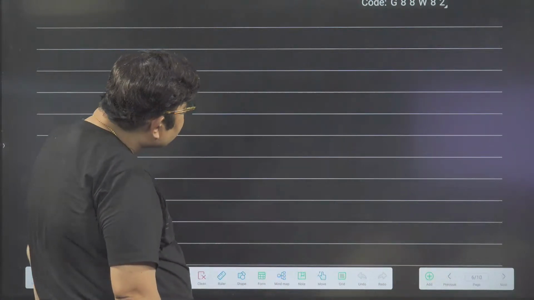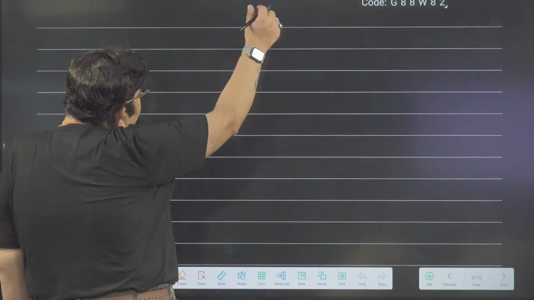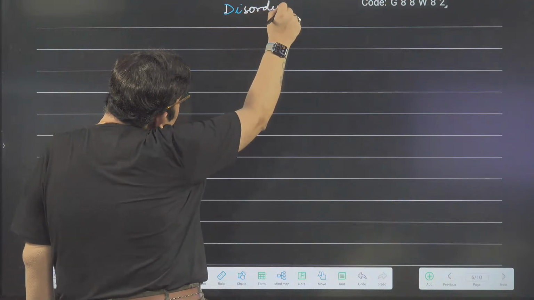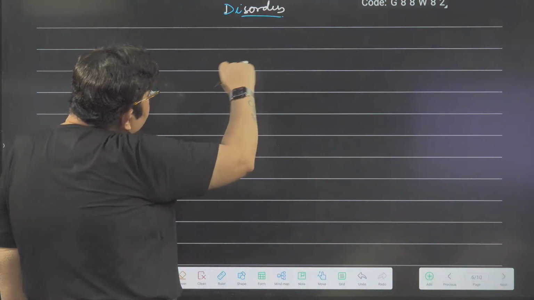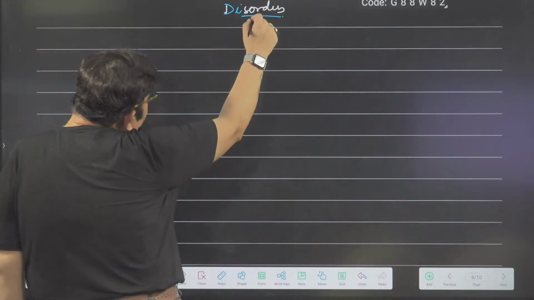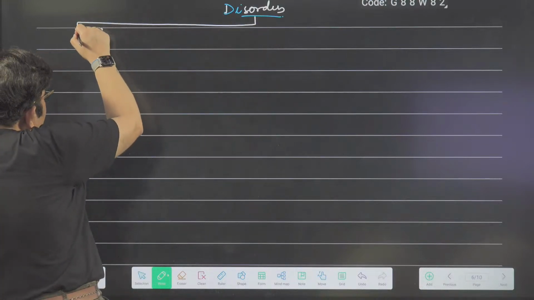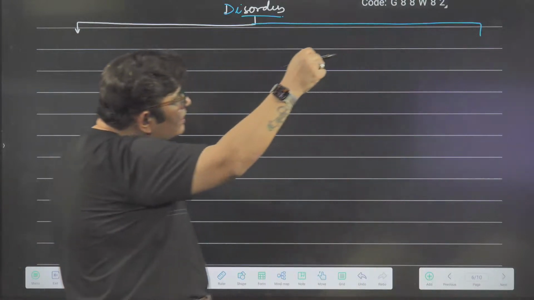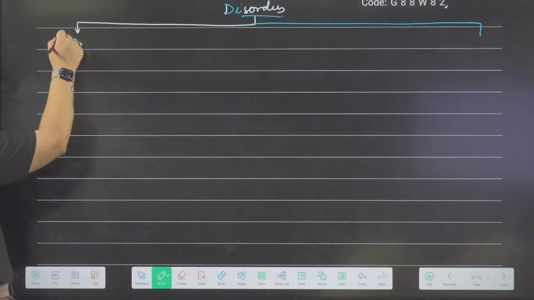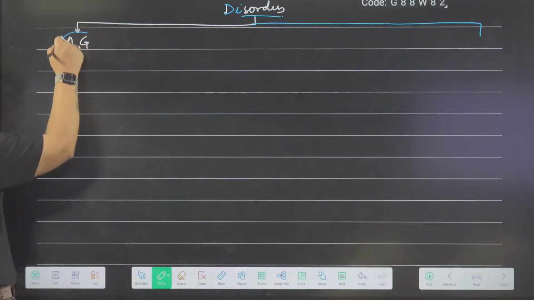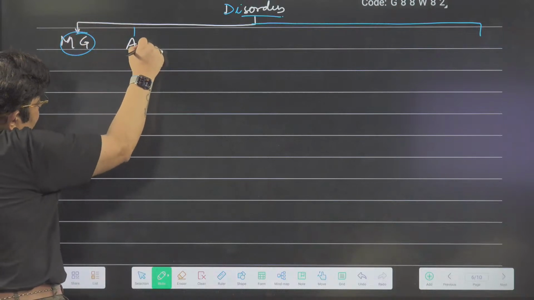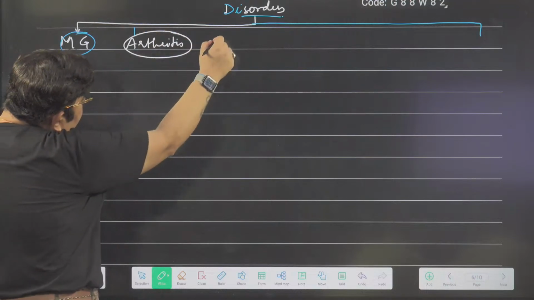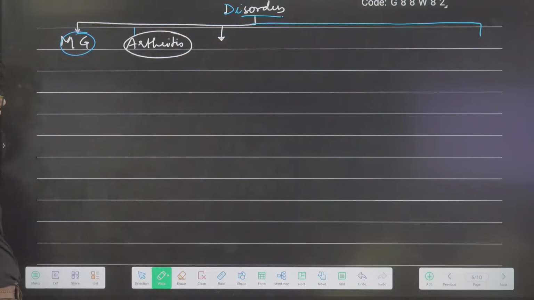My dear bachcho, I hope this is clear to everyone. I'll now take you to the disorders. In the disorders of the musculoskeletal system, we have discussed one of the disorders, which is arthritis. I have to discuss the other disorders. Also, I discussed myasthenia gravis complete and arthritis, 3 types of arthritis also complete. I just want to see how much you all are aware.